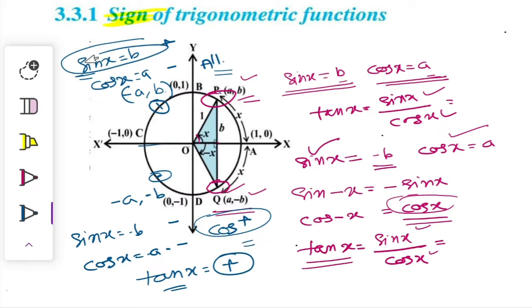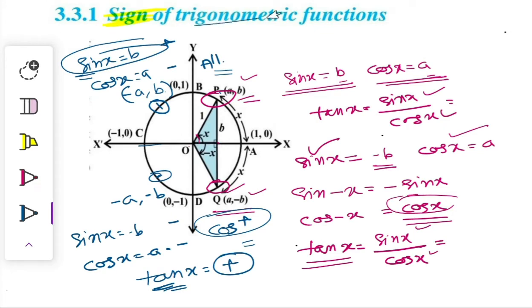Obviously, you know that cosec is the reciprocal of sin x. Therefore, in the second quadrant, sin x as well as cosec x is positive. In the third quadrant, tan x is positive, and the reciprocal of tan x, cot x, is positive. And for the fourth quadrant, cos x is positive, which means the reciprocal of cos x, sec x, is also positive. These are the signs of trigonometric functions.